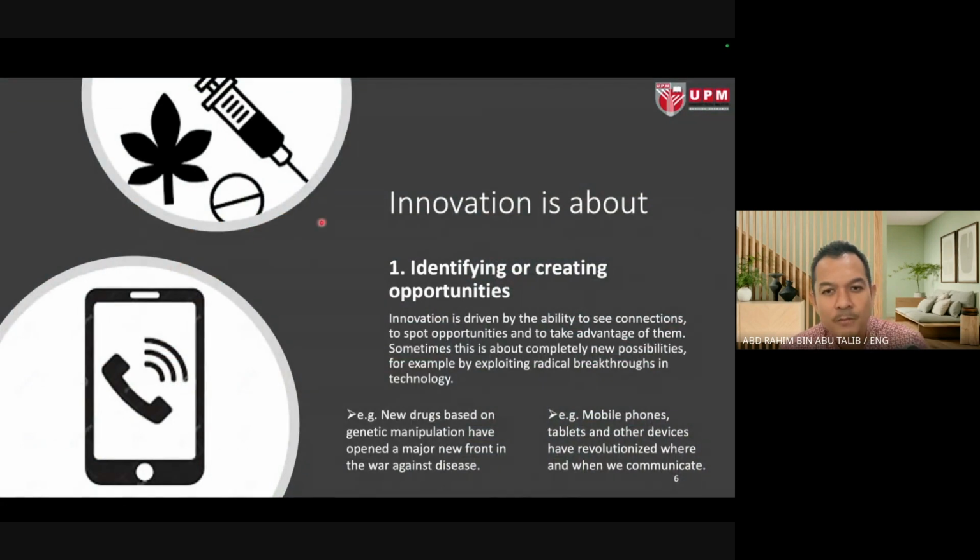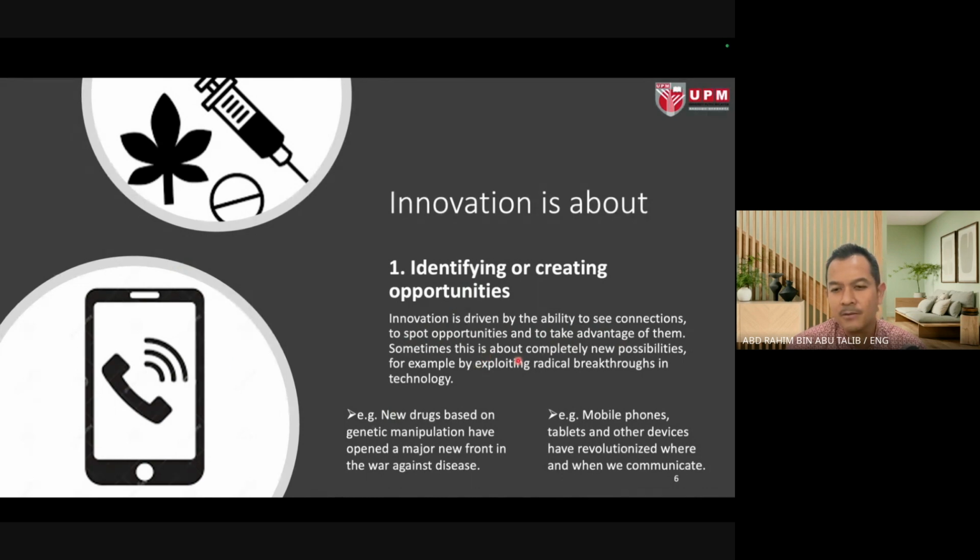Let us move into the explanation one by one. What we can explain here, I do not intend to go through all the examples highlighted in this particular slide. But innovation, when we say it is about identifying or creating opportunities, is driven by the ability to see connections, to spot opportunities, and to take advantage of them.